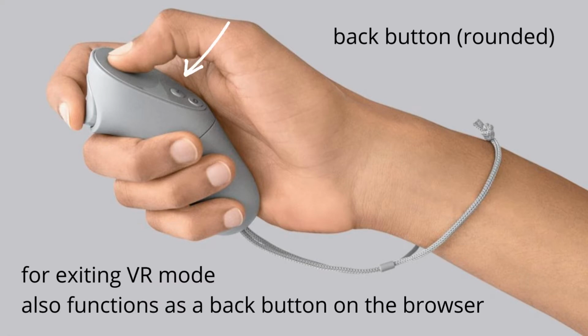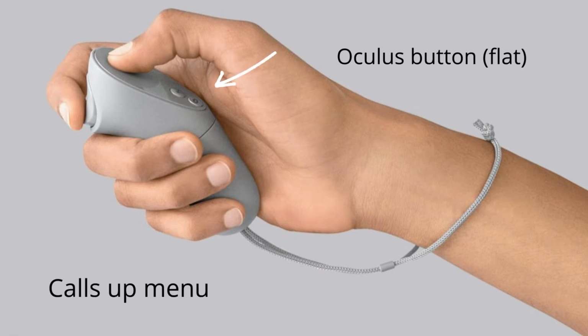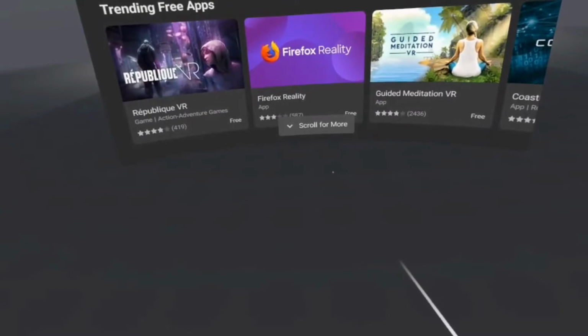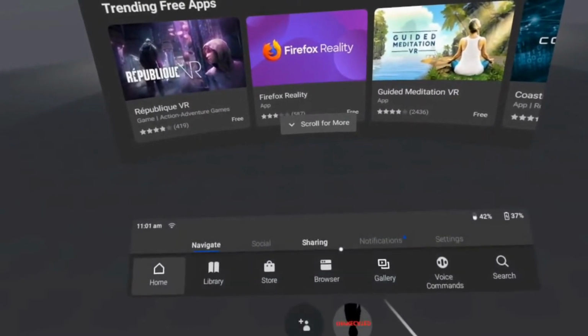The back button is the rounded top button. You use it when exiting VR mode, and you can also use it as a back button when browsing the web. The lower flat button is the Oculus button. You use it to call up the menu wherever you are, like this. Call it up and send it away again.